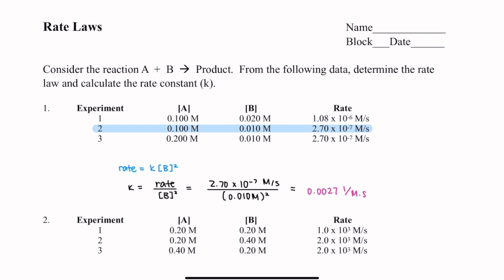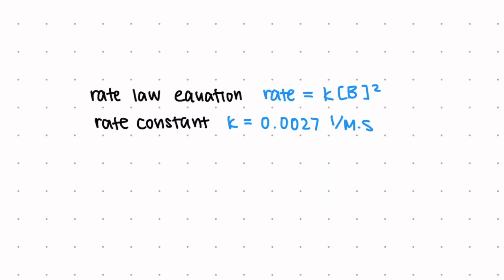Be sure to write the units because the units are different on K every time. So make sure that there are two parts to your answer, which is the rate law equation and the rate constant K.